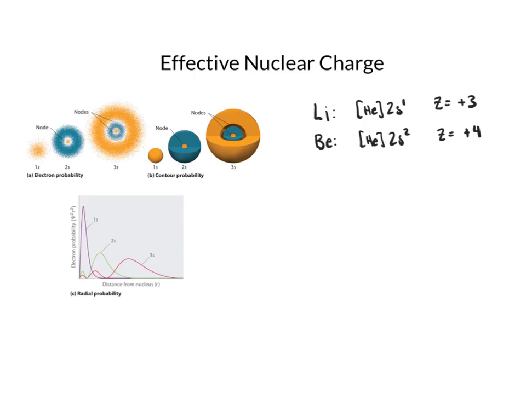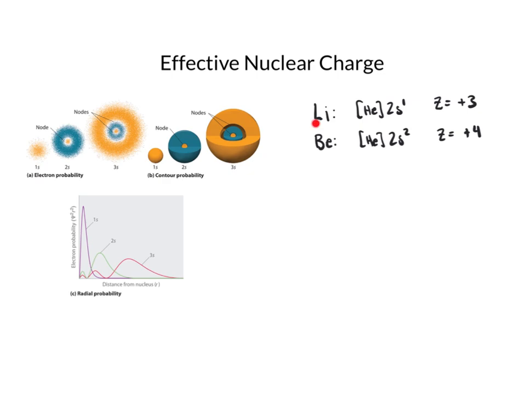One of the really important concepts in trying to understand how the valence electrons in a particular element are going to behave is to understand how tightly they are held to the nucleus. So how strongly are these valence electrons attracted to a particular nucleus?